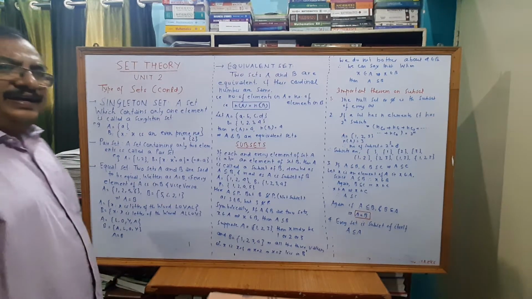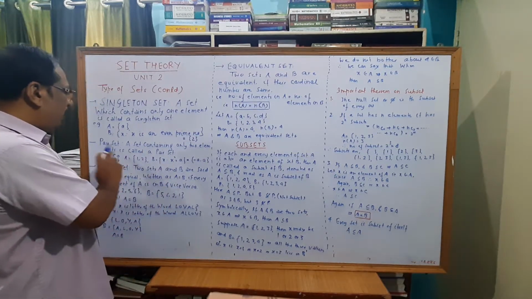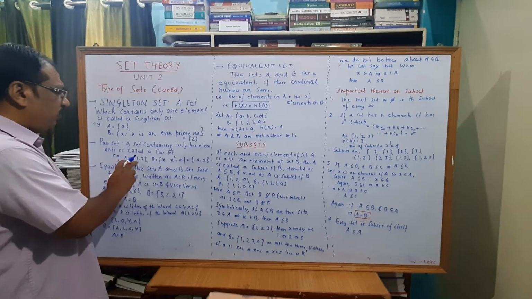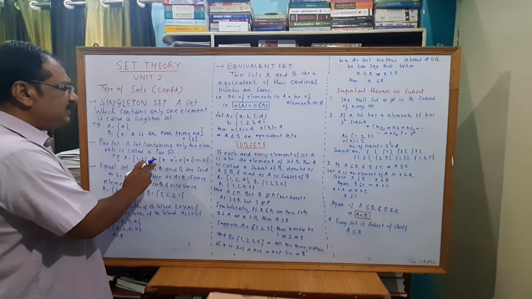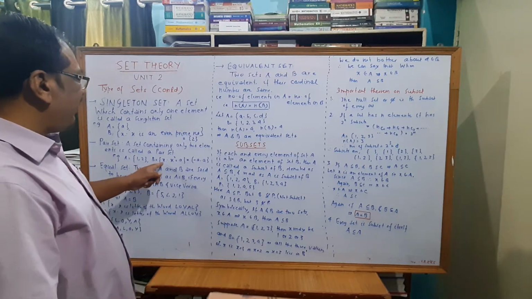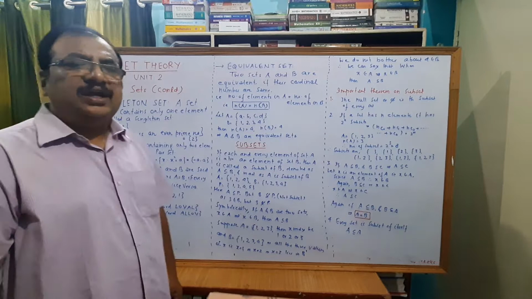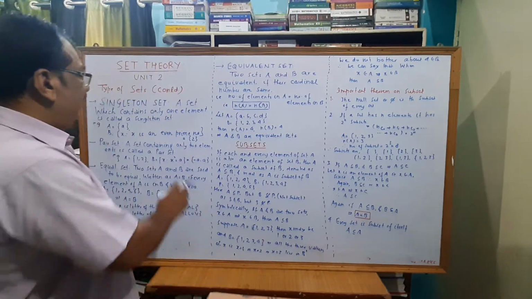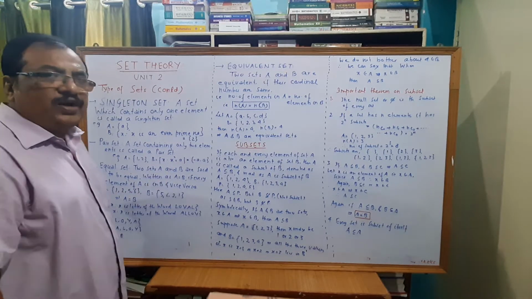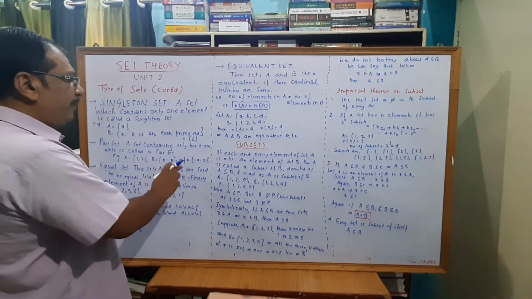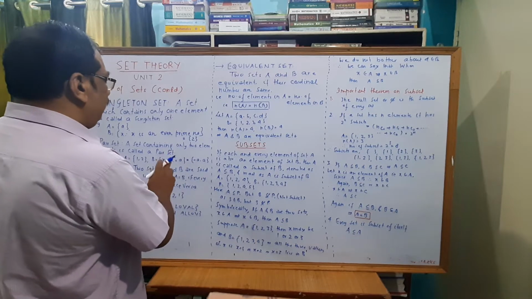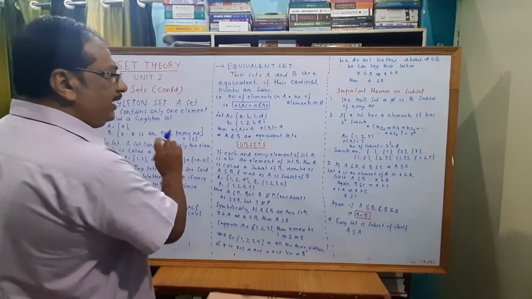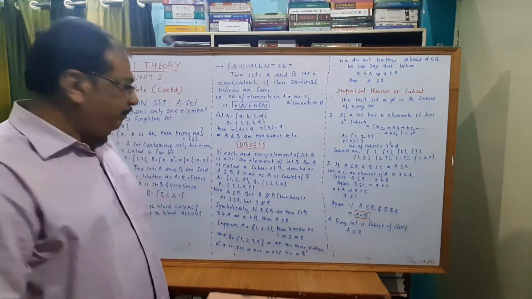Now pair sets. A set containing two elements is called a pair set. Suppose A is a set with two elements, 1, 2. B is the set of all x such that x square is equal to a. Now again this is in the set builder form. So x square is equal to a. That means what should the value of x be? The value of x should be minus a and plus a, because minus a square is equal to a and a square is equal to a. So we have written minus a, a. This is called a pair set.